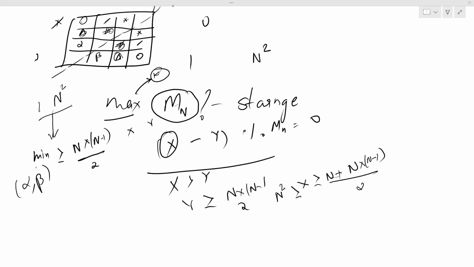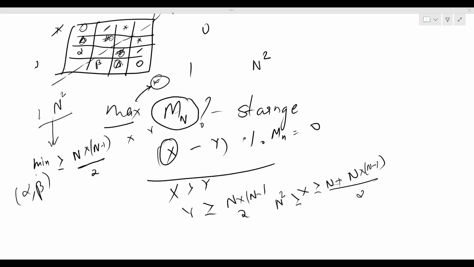So now, can anyone tell me how to proceed further? Like how to get a value of mn? The maximum value for which your array or grid is strange. Anyone?